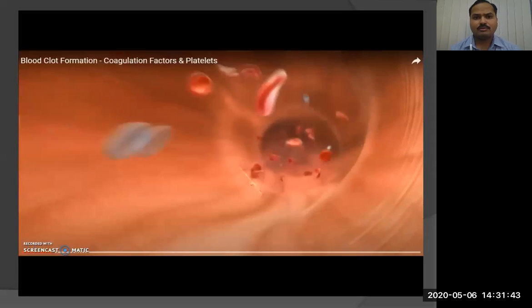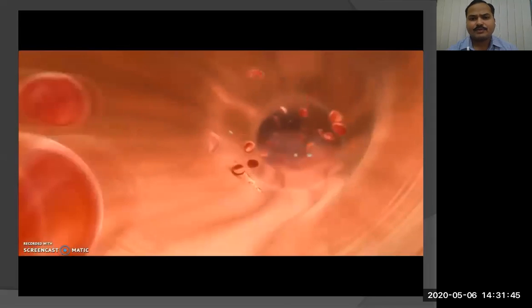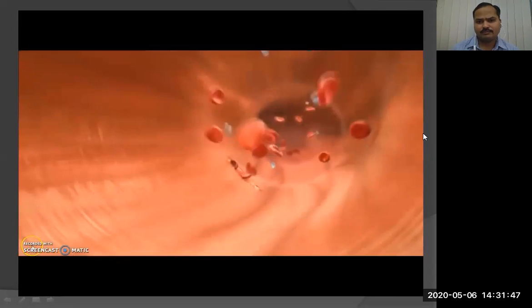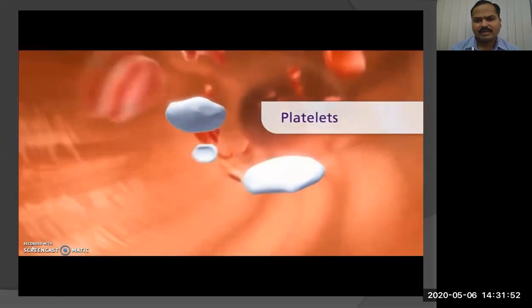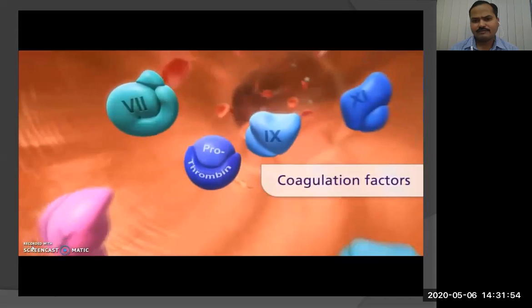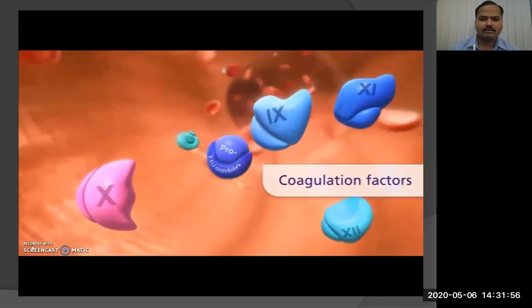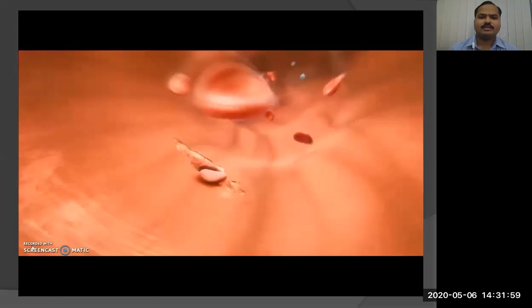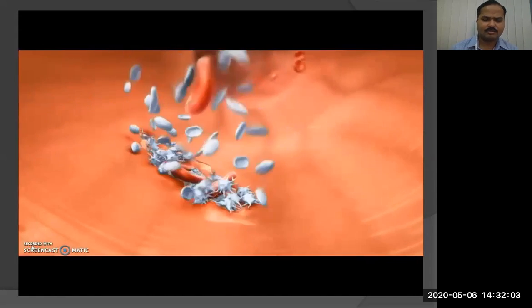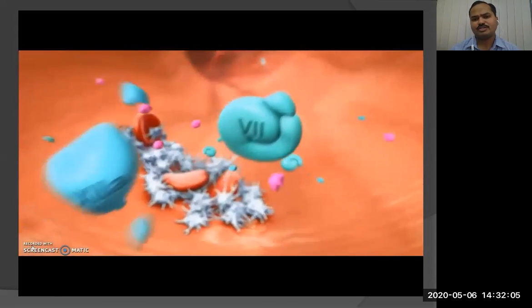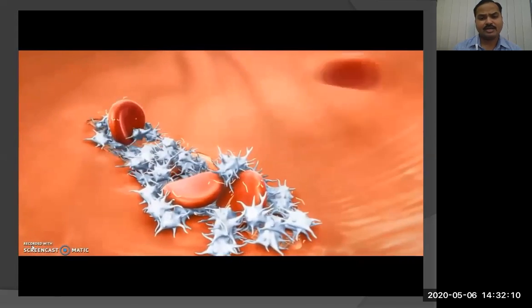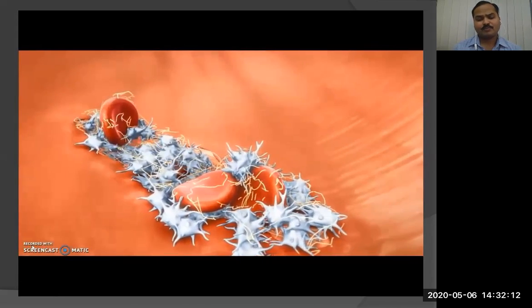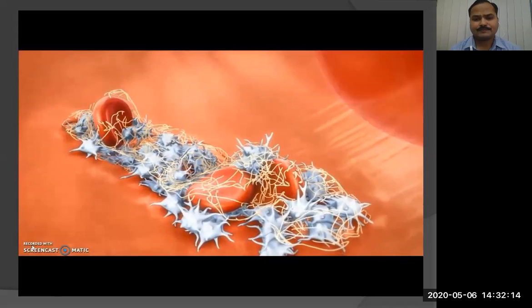Now there's a video which shows blood flowing in the blood vessel. Where there is injury in the blood vessel, there are platelets and the various coagulation factors which are involved in the coagulation of the blood. In a coordinated manner, they move on to the site of injury. They aggregate at that site of injury, and the fibrin strands are formed, which stabilize the clot.